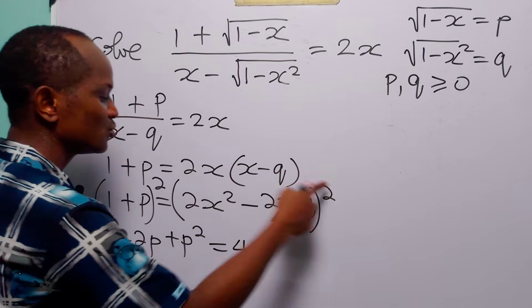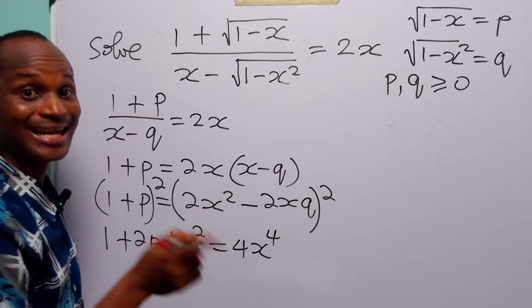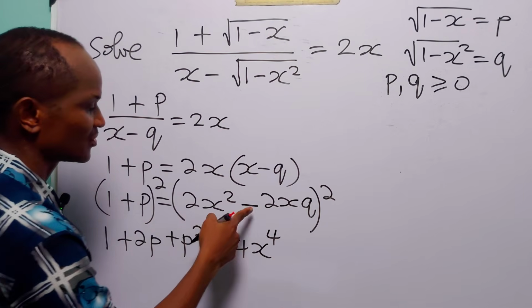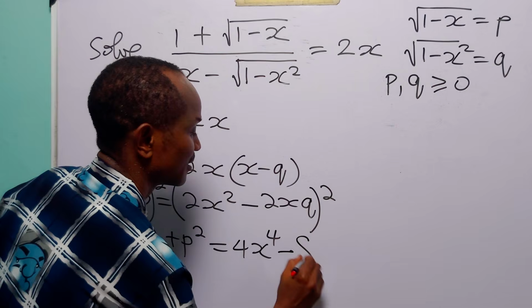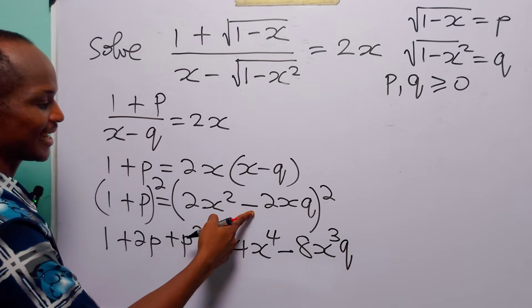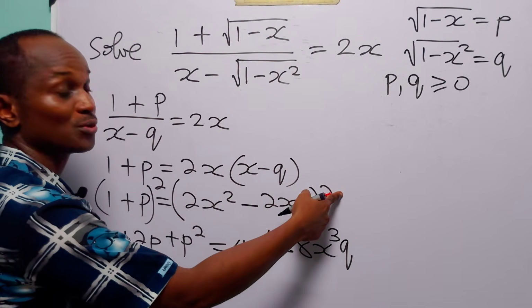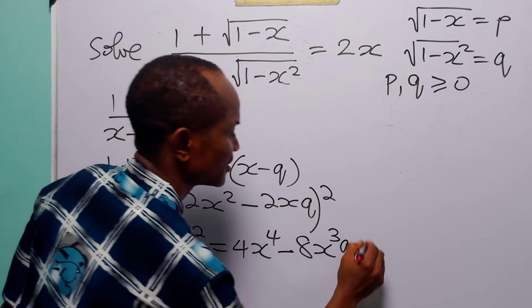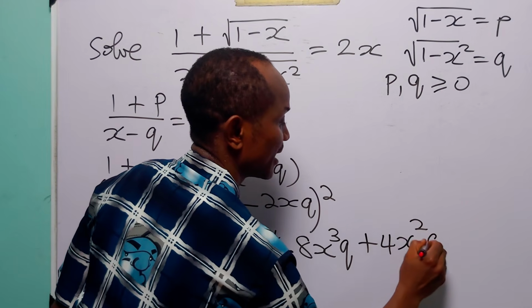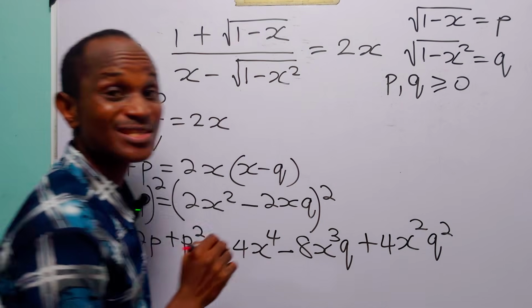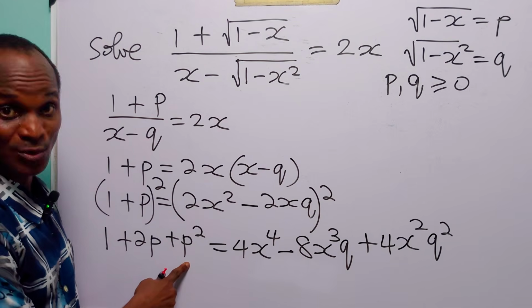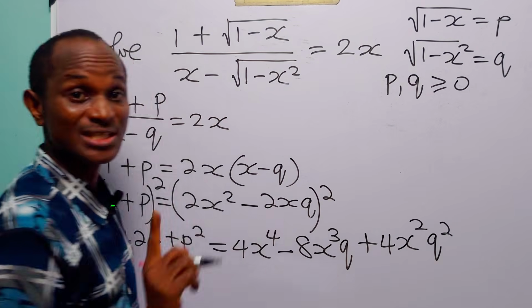Now, we have 2 times 2x squared times minus 2x cubed q. That is going to give us minus 8x to the power 5 q. And then we have minus 2x cubed q squared. Of course, that is going to give us plus 4x squared q squared. Now, let us look at this equation. Here we have p squared, and here we have q squared.